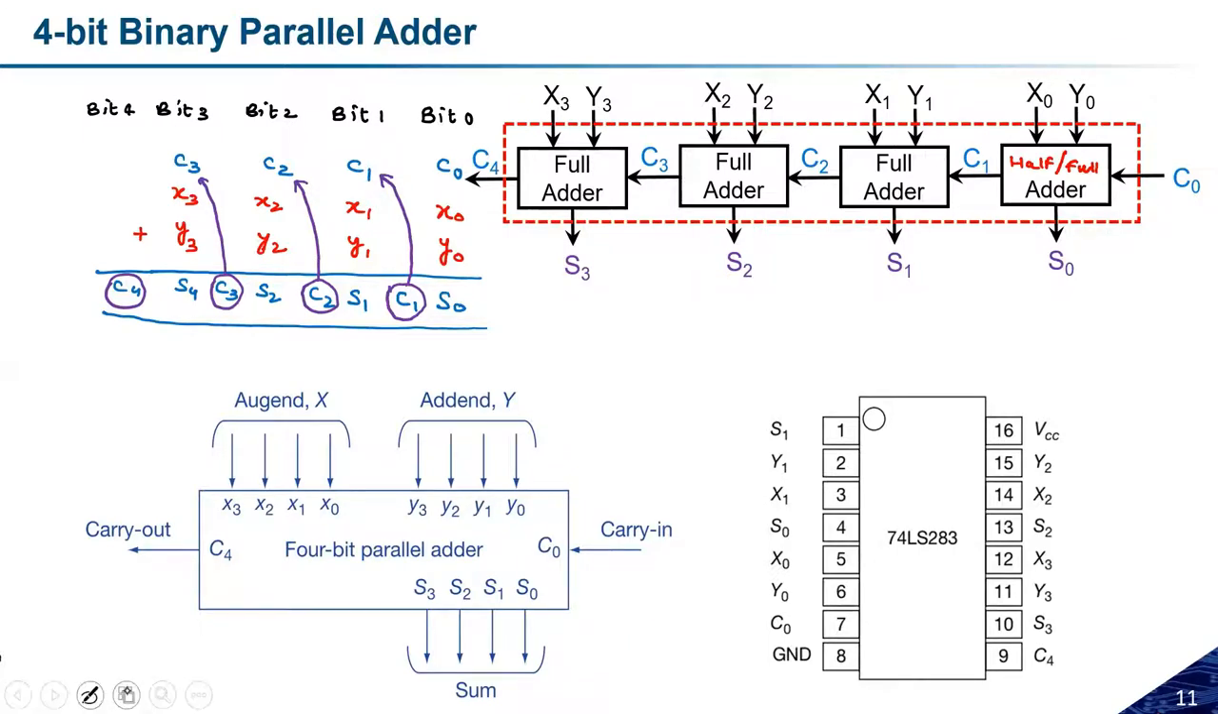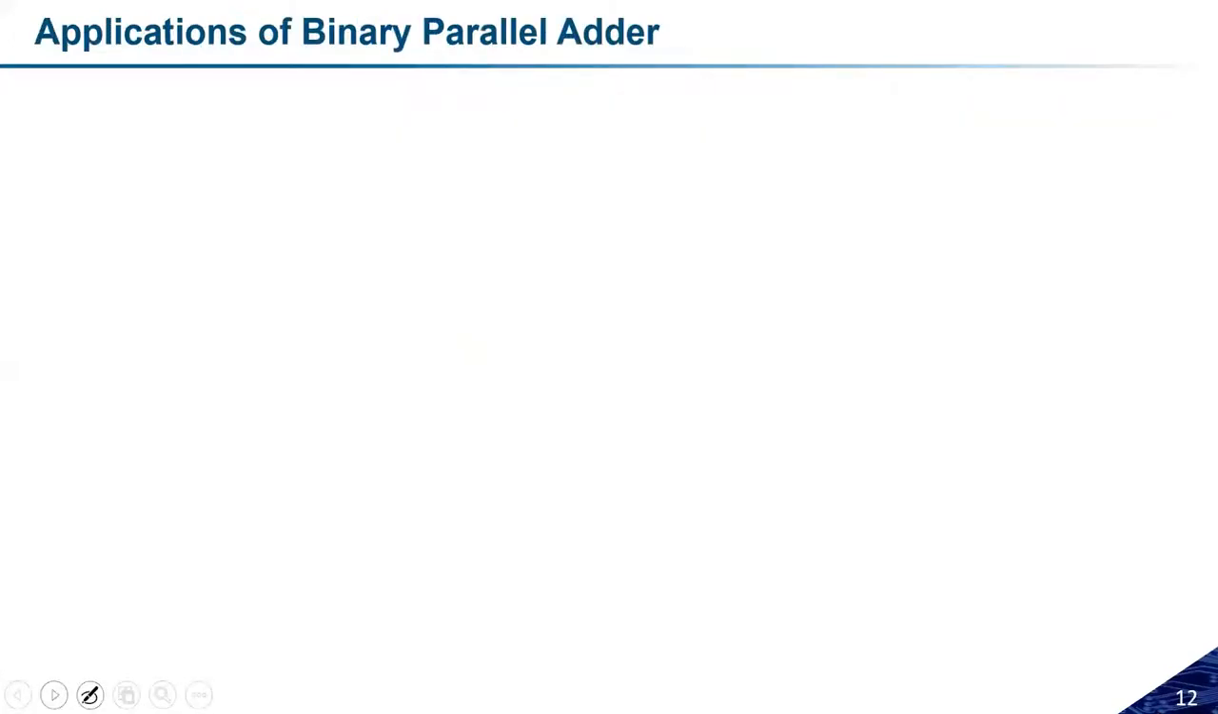Now because we have this IC and this block diagram representation, let us try to utilize this binary adder for some things. What are the different applications that we can consider for the binary parallel adder? Binary parallel adder does not mean we can use it just to add two numbers. No. This is a very universal kind of adder that can perform multiple operations. What are those operations? Let us see.